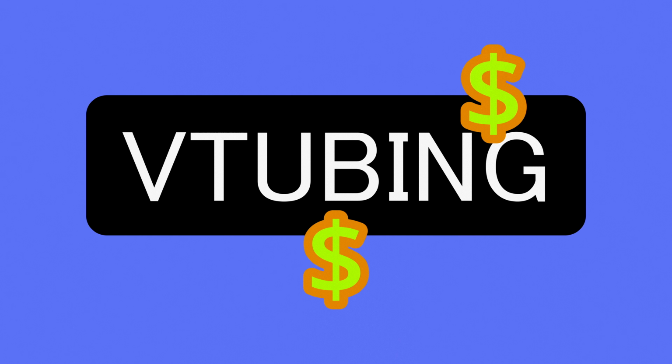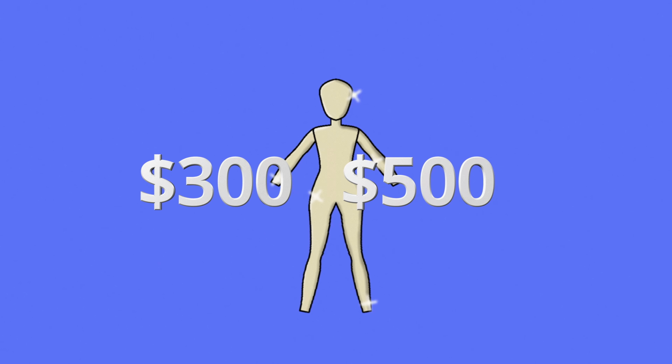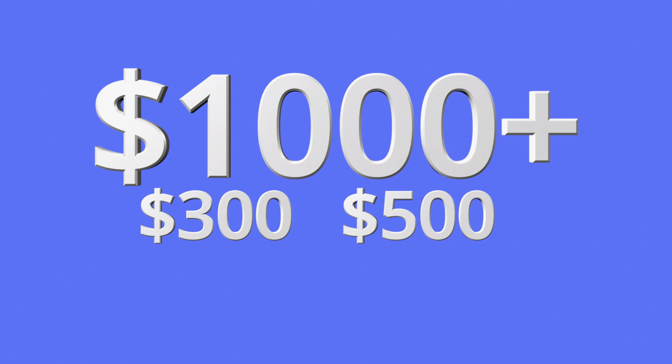Whenever you hear about what it takes to start VTubing, it's always about the high cost. That a custom quality model costs $300 for the low tier, $500 for the mid tier, and $1,000 or more for a high tier. And that's just for the art.